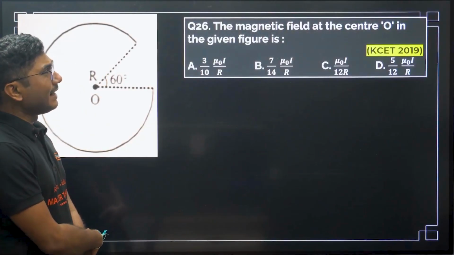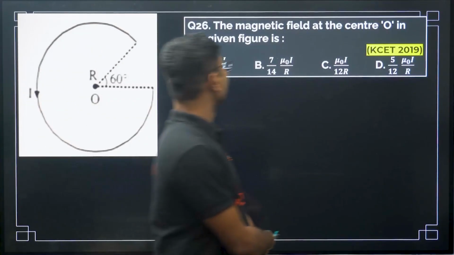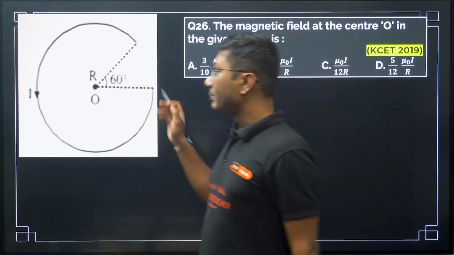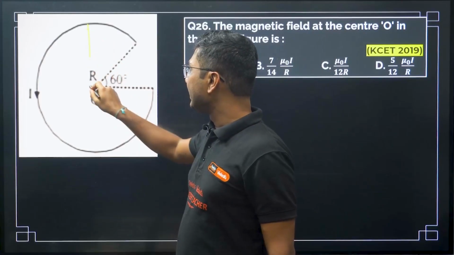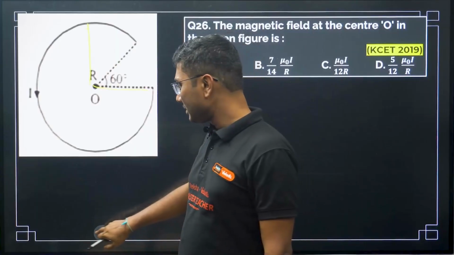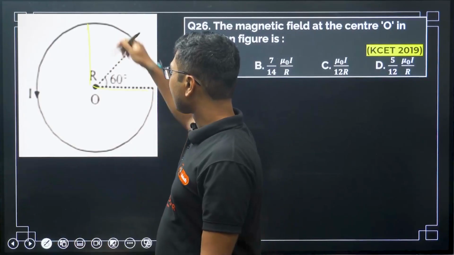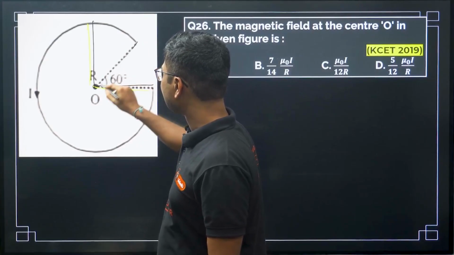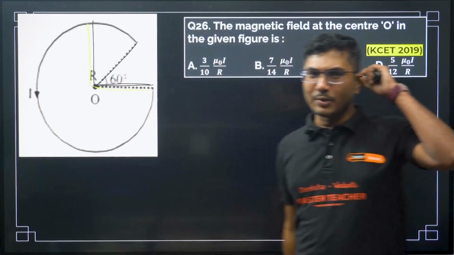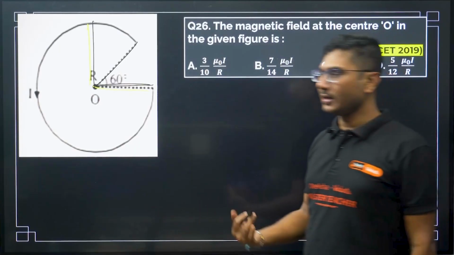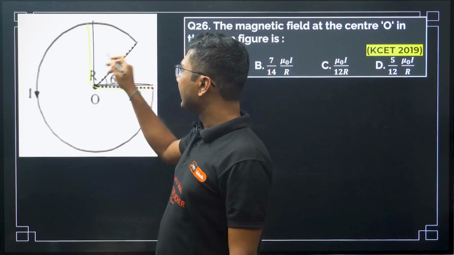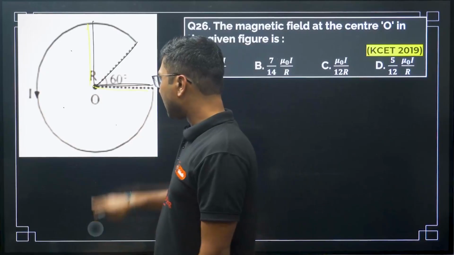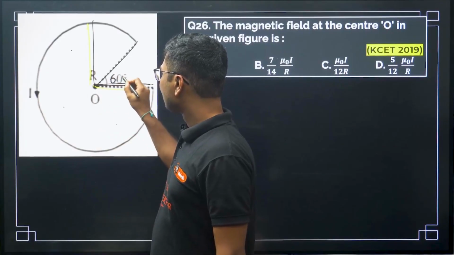The magnetic field at the center O in the given figure is... This is a similar question. In the previous case the angle was 90 degrees, and there was some current carrying wire also. But here the angle is not 90 degrees, here the angle is 60 degrees. So slightly the same policy, but a slightly different approach. If it was 90 degrees, we could have said, okay, 1, 2, 3 parts were there, so 3/4 would have been the answer. But here only 60 degrees is there. So how to tackle this?